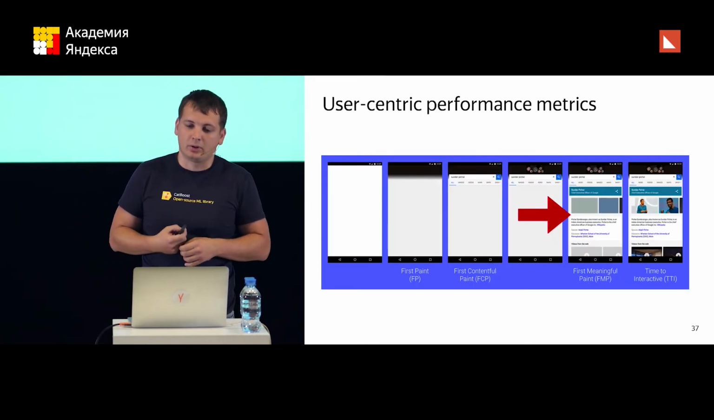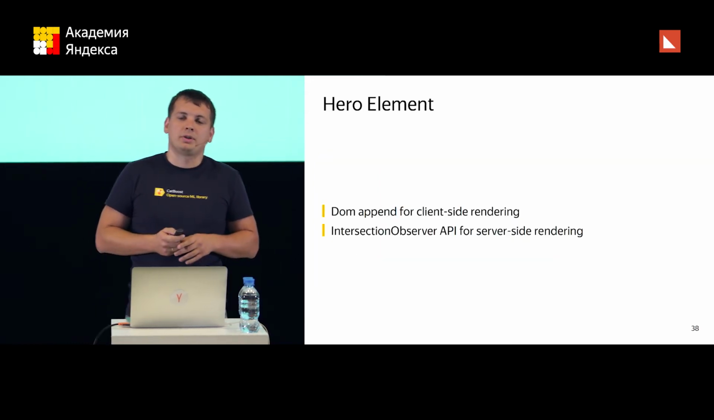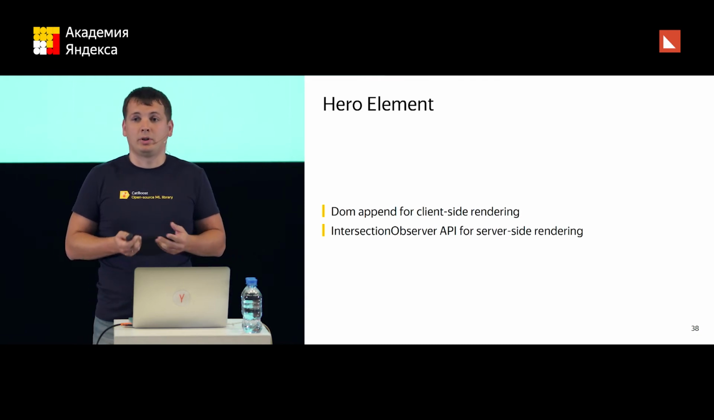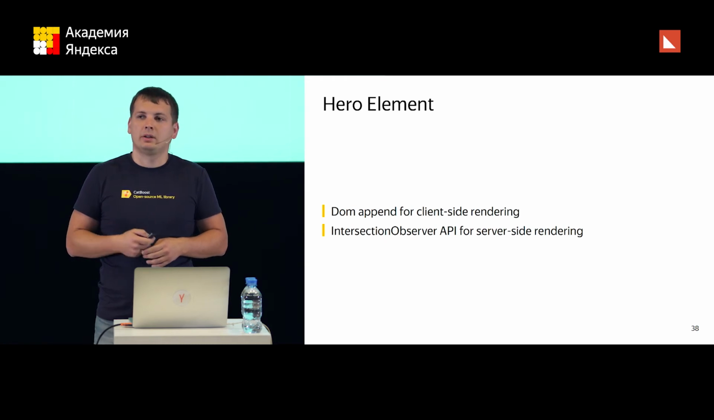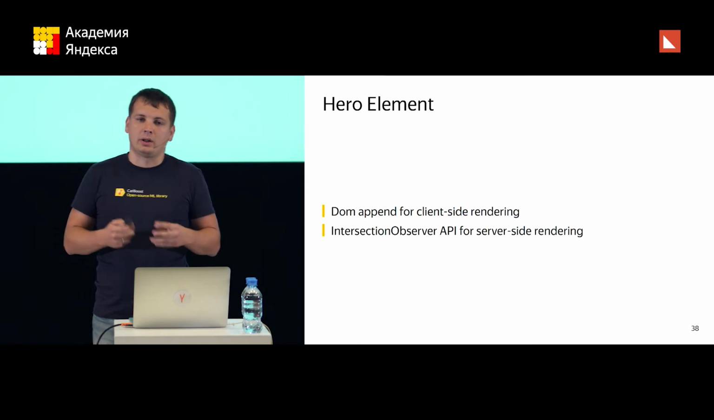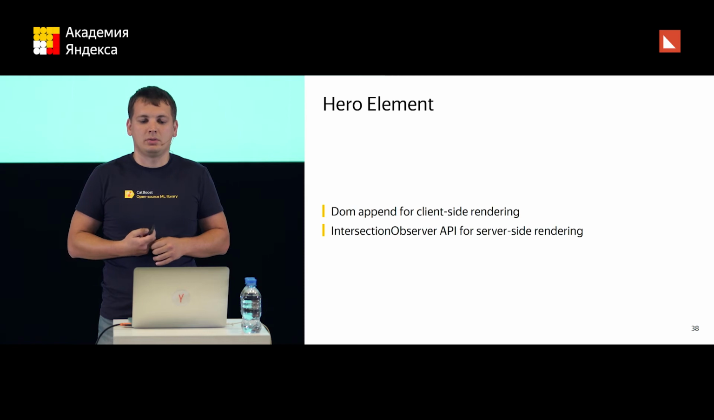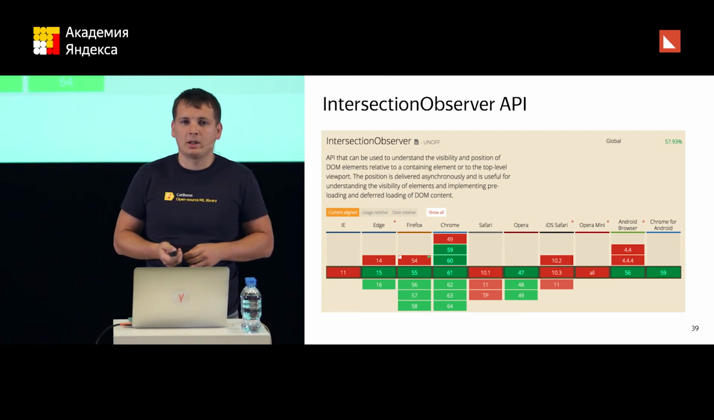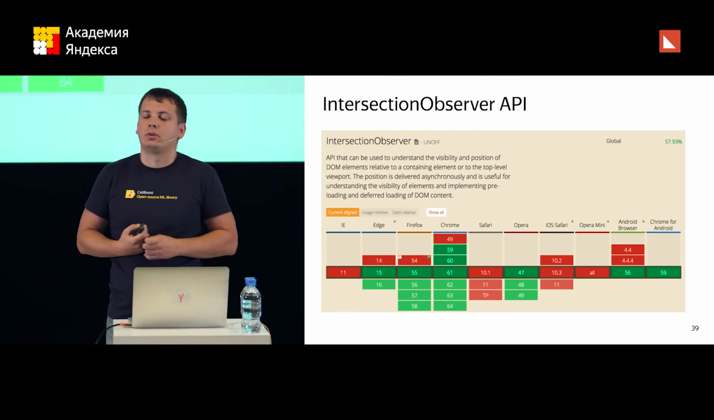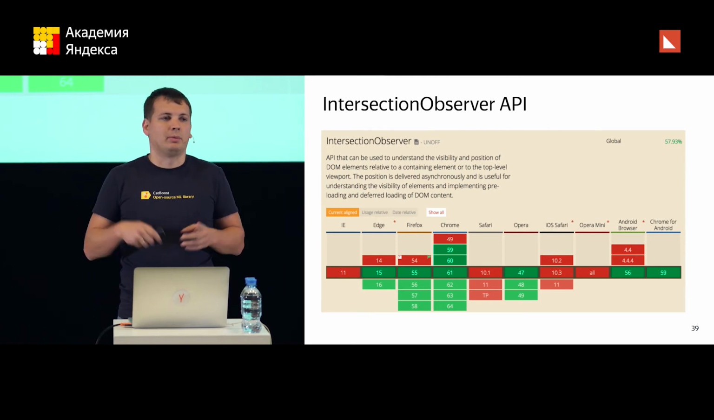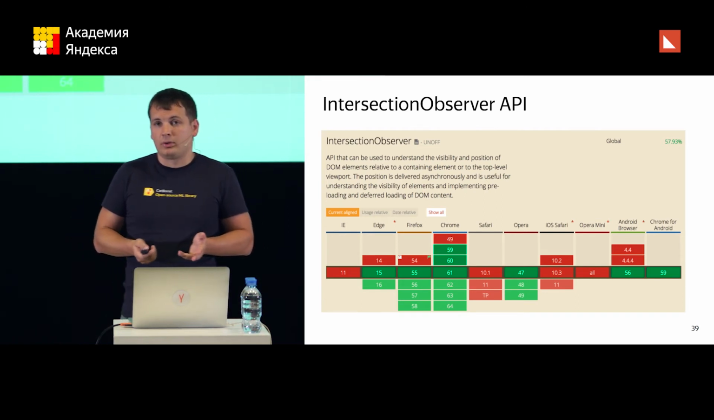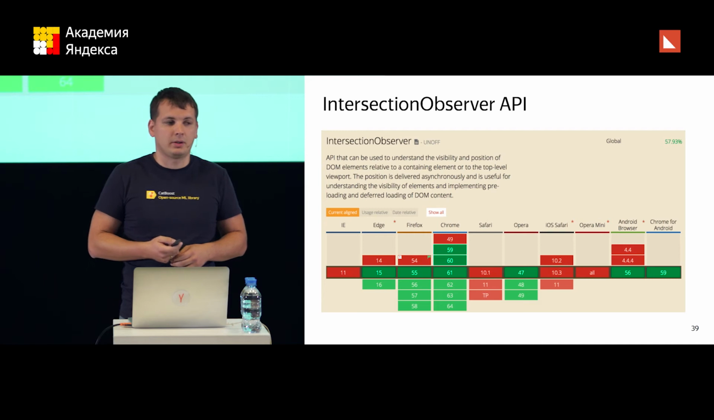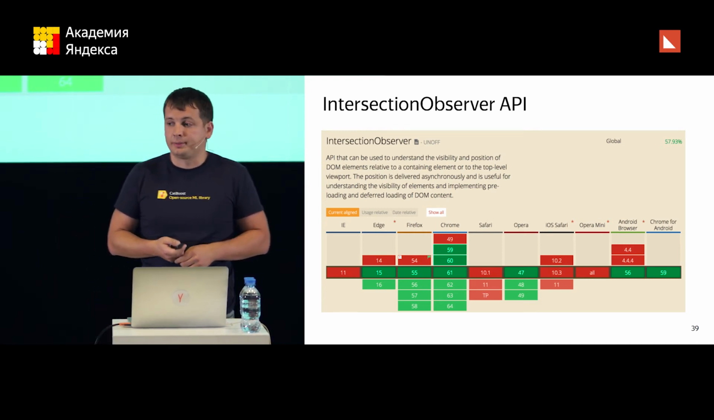Let's go on to the next metric, first meaningful paint. There's no common approach to measure it because it depends on the page. You as a developer have a better understanding of what is the most important element on your page, or hero element. And for client-side rendering, you can measure its time when you add the content to the DOM node. And for server-side rendering, you can use the Intersection Observer API. This is a special API that allows you to understand the visibility and position of DOM elements. It can be used as visibility counters, for example, or for implementing scrolling content. And you can also use it for any DOM element on the page that you identify as a main element. And it has pretty good browser support, except Safari again.